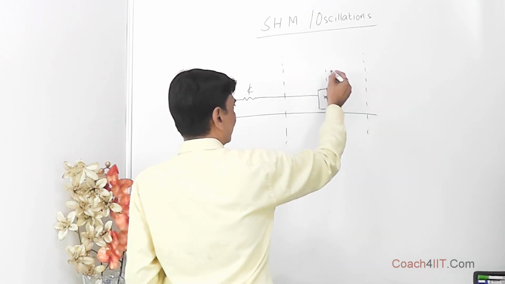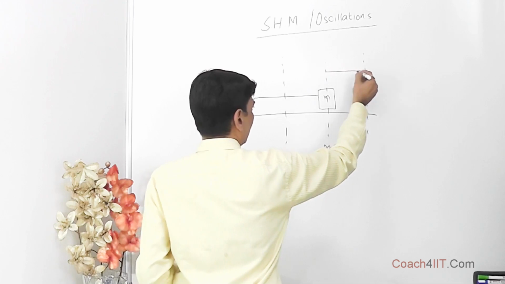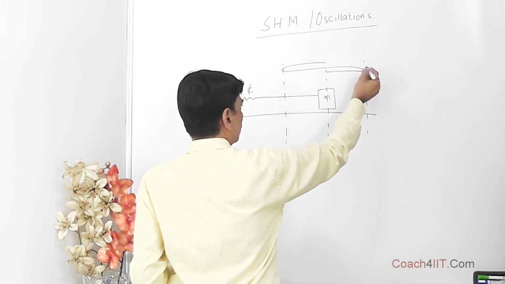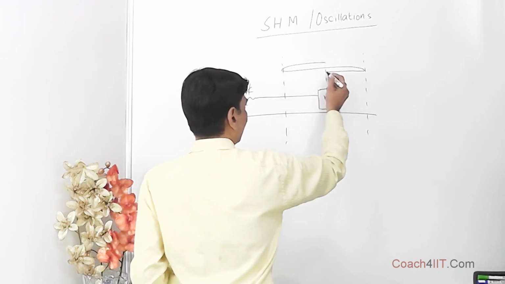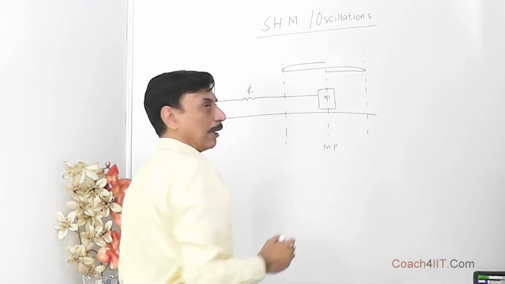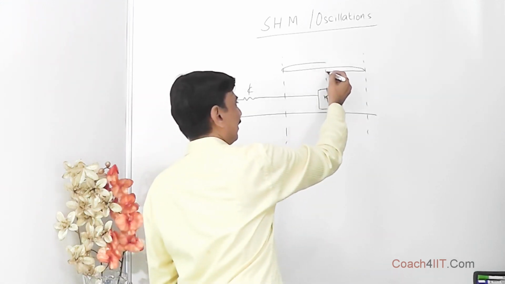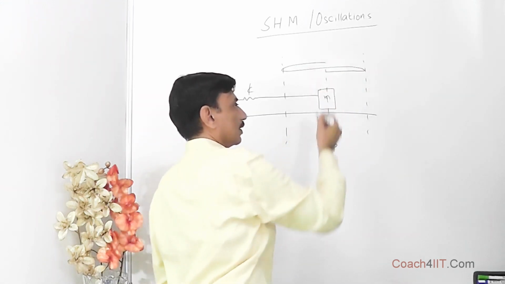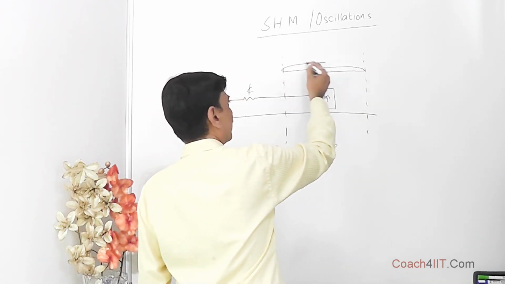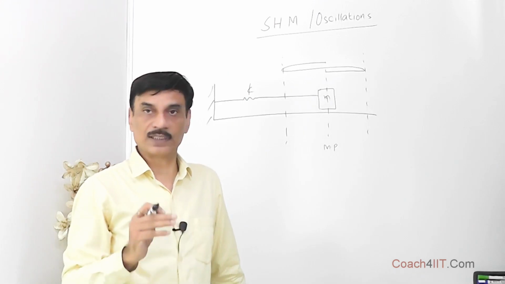When it is oscillating, the time it takes to reach from here to here, then come back, then come over here, that is the time period. Once it reaches this point, it is once again the repetition of the same motion. So this is the time it takes from here to here, from here to here, and from here to here. So this total time is the time period.